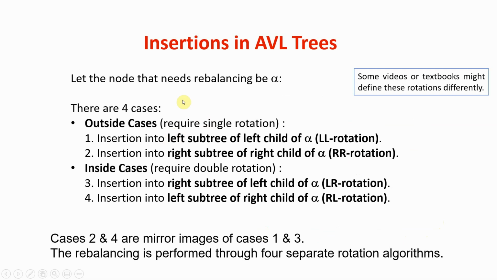Again, this summarizes what we saw here. Outside cases, LL and RR. Inside cases, LR and RL. LL and RR basically are mirror images of each other, and LR and RL are mirror images of each other as well. So this is basically summarizing these four rotation cases that we have to do.